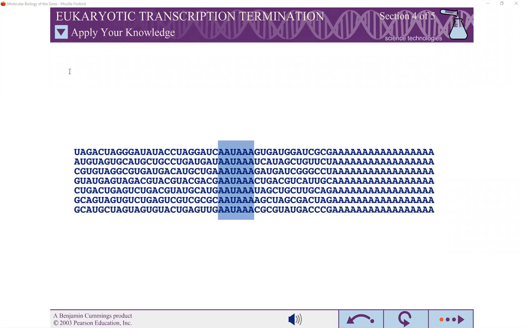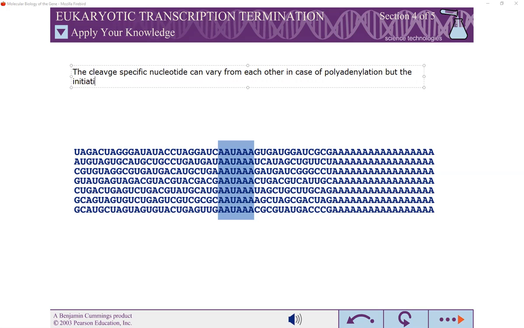This is very important, so I'm writing a note for you all. The cleavage site, the specific nucleotide, can vary from each other in case of polyadenylation, but the initiating sequence for the polyadenylation is highly conserved, and it is AAUAAA.